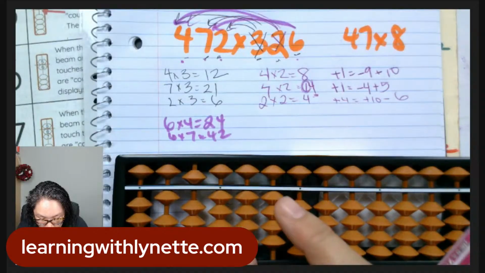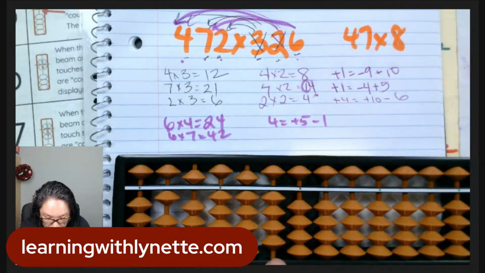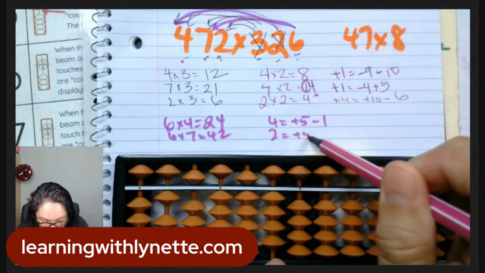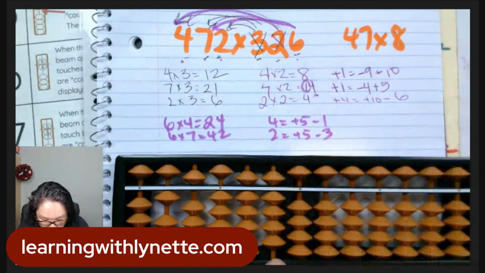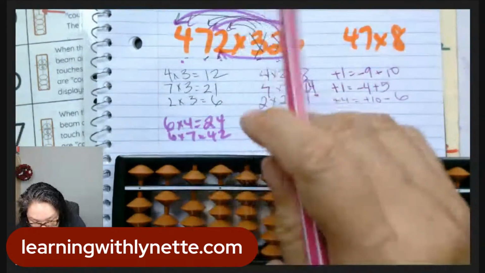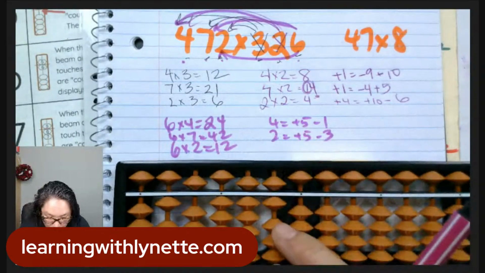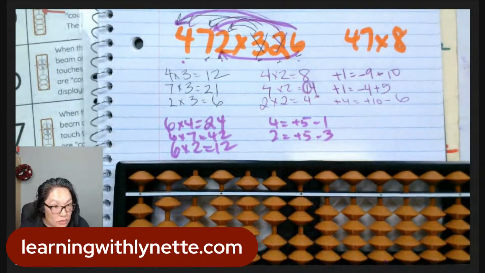Add the 4, plus 4 is equal to plus 5 minus 1. Plus the 5 minus 1. Add the 2. Plus 5 minus 3. Plus the 5 minus the 3. And then our final one is 6 times 2. 6 times 2 is 12. Add the 1, add the 2.